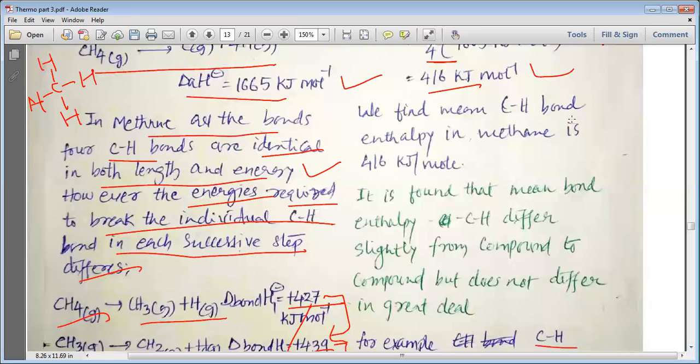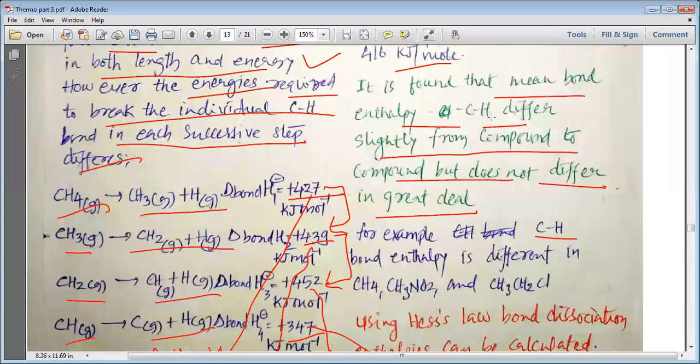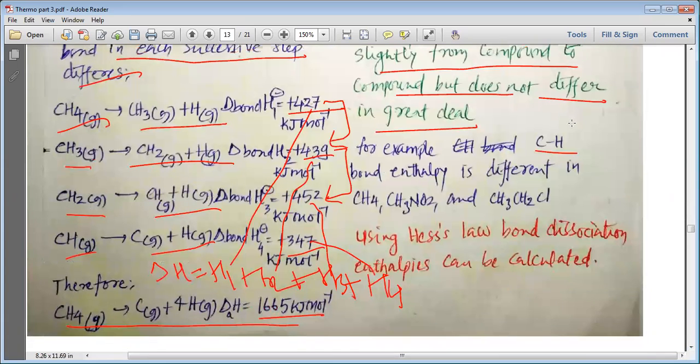This is how, my dear students, we understand about the various enthalpies. We find the mean CH bond enthalpy in methane is 416 kilojoule per mole. It is found that the mean bond enthalpy, that is CH, differs slightly from compound to compound but does not differ a great deal. So if we check out the different compounds, this CH bond enthalpy differs, and it differs not by a great amount, but still it differs in various compounds.